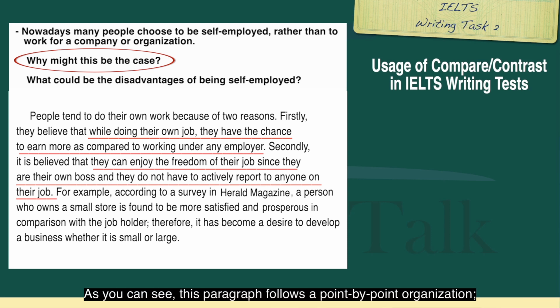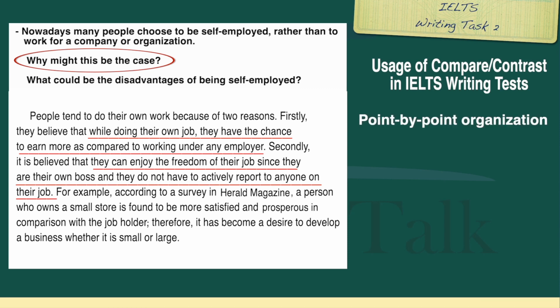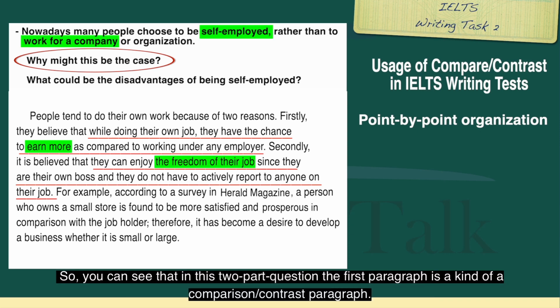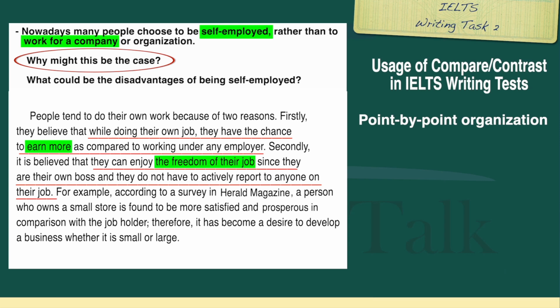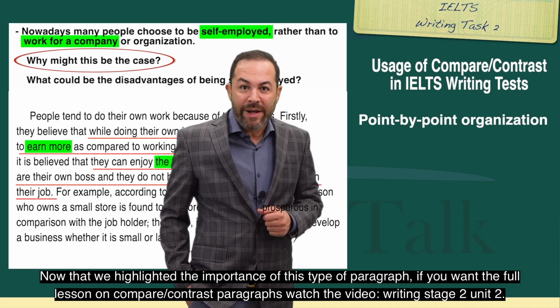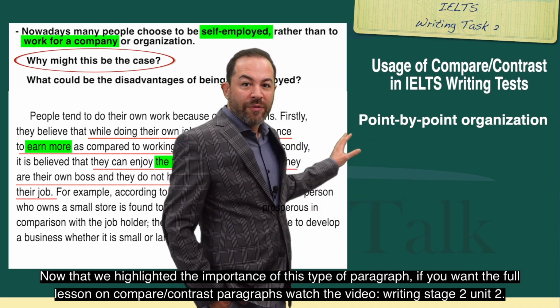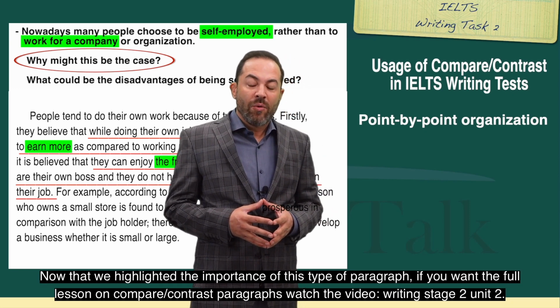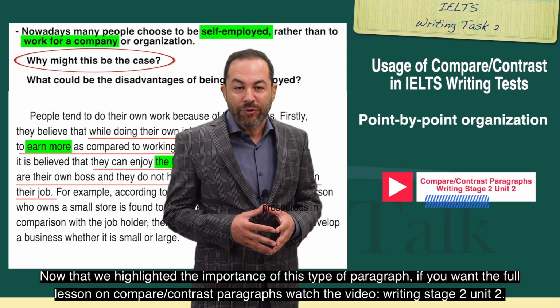As you can see, this paragraph follows a point-by-point organization. Self-employment and being an employee are compared in terms of income and freedom of the job. So you can see that in this two-part question, the first paragraph is a kind of comparison-contrast paragraph. Now that we have highlighted the importance of this type of paragraph, if you want the full lesson on compare-contrast paragraphs, watch the video Writing Stage 2, Unit 2.